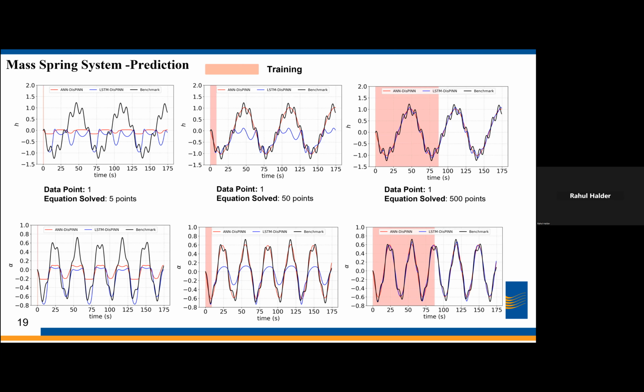Even when I'm using 50 points, ANN PINN has been able to follow the trend, but LSTM PINN did not work so well. But when I'm using 500 points, then both ANN and LSTM PINN have been able to follow the trend as well as the small undulations throughout the computational domain, both beach and plunge.